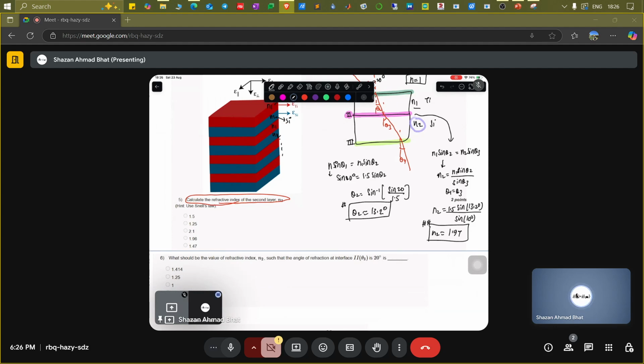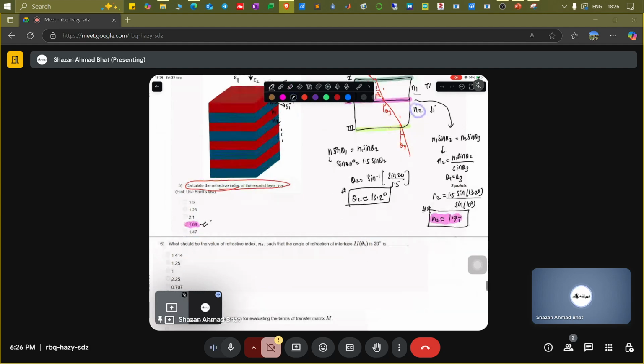So we were supposed to find this. n2 is 1.97, but 1.96 is the exact answer, so it's probably some calculation mistake. I guess theta 2 is 13 point something, 16, something like that. So it will be around 1.96.